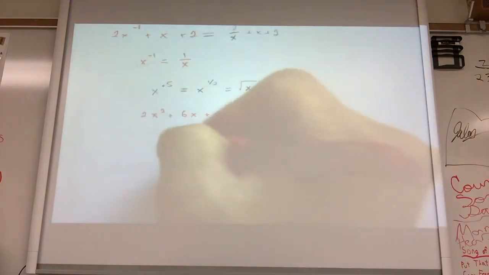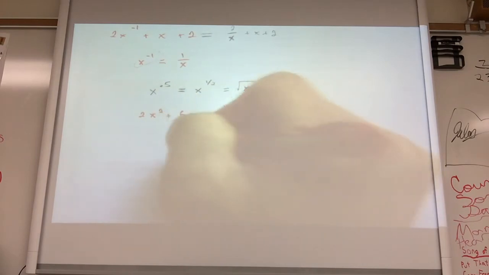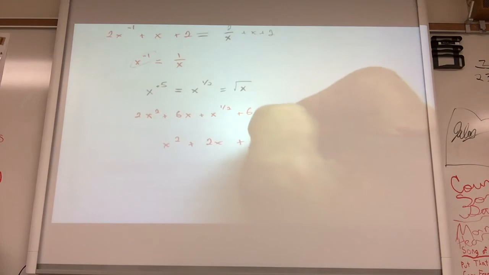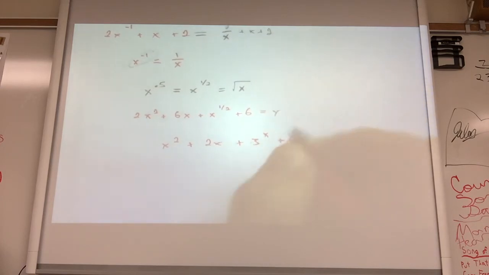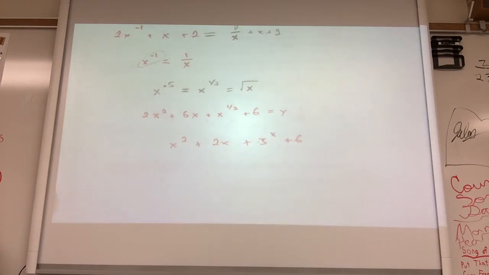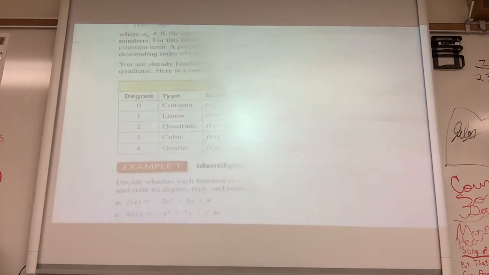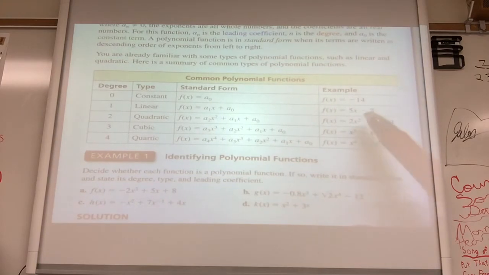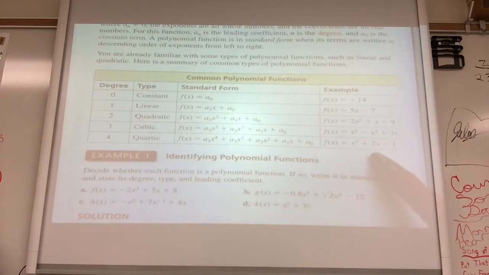Last thing you could see is maybe something like x squared plus 2x plus 3 to the x power plus 6. If you have an x in the exponent, that is not a polynomial function, that's an exponential function. Okay, so those are examples that would cause something to not be a polynomial function. So when you look at all these, these are all polynomial functions.